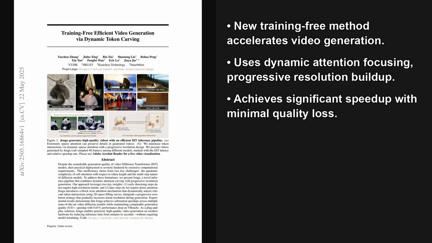These video diffusion transformer models create video by gradually refining noise over many steps, and they process a lot of data. Jenga cleverly optimizes this by not requiring full detail in early steps and using a more focused approach later on, all without retraining the original model.